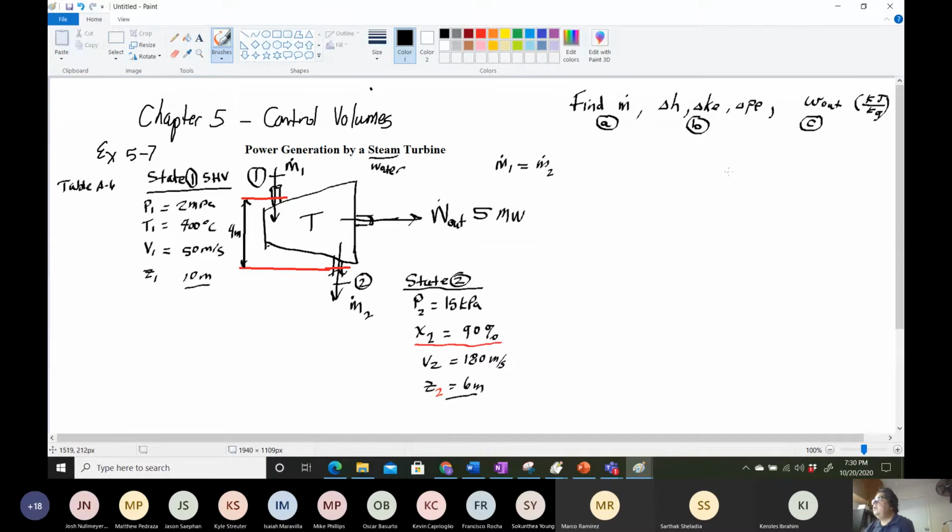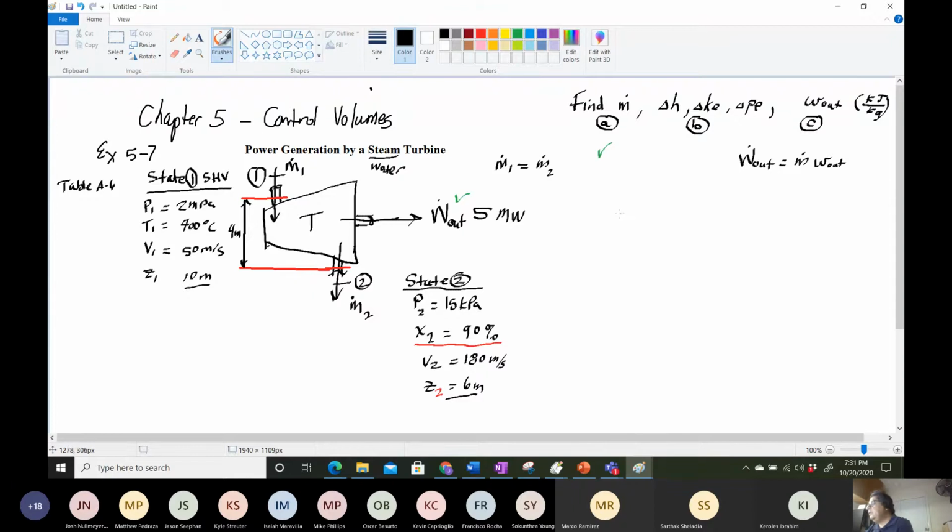All you need to know is that for this one, the total work out is equal to the mass flow rate times the little work out. So once you find the mass flow rate here, and you know the work out given here, then you can solve for lowercase w out, in kilojoules per kilogram. Just keep that in mind. So it's asking for m dot.